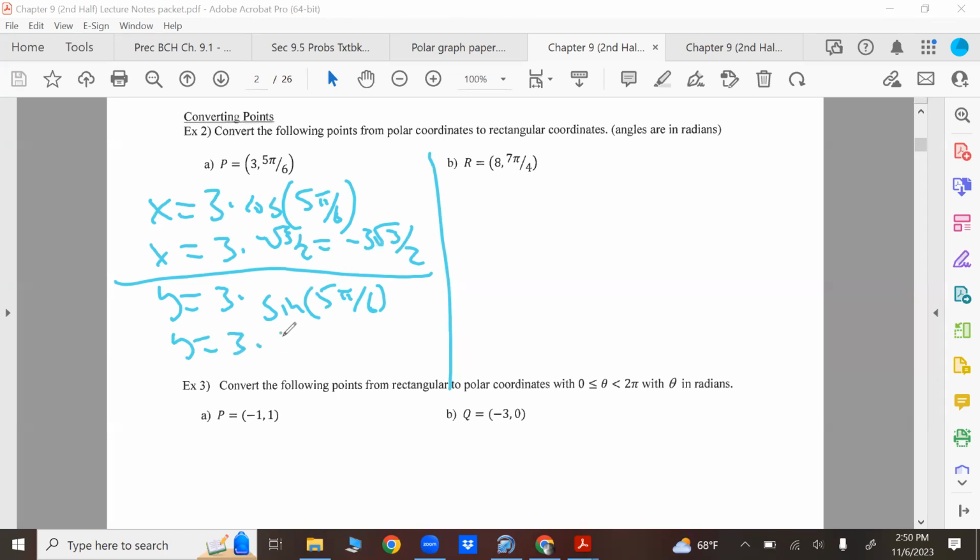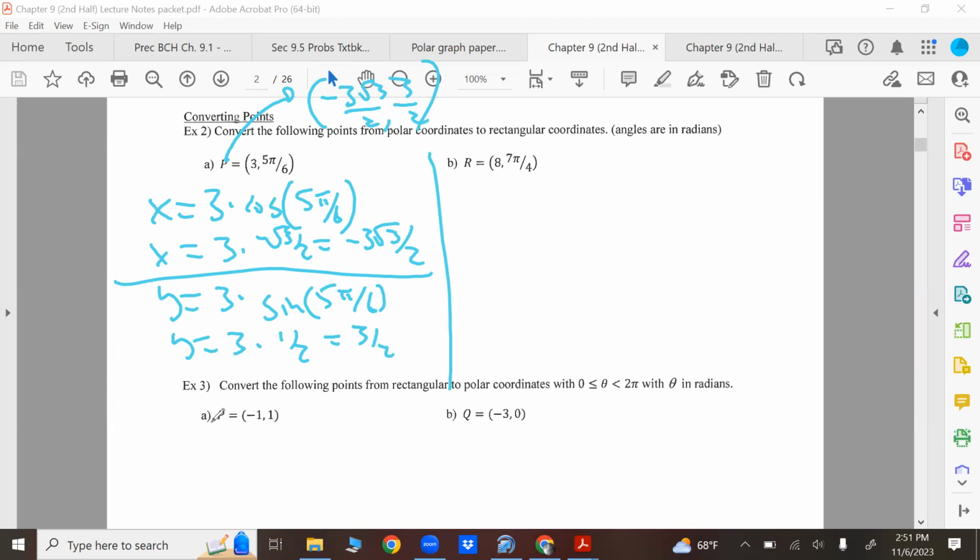So that's 1/2, right? So that would just be negative 3 root 3 over 2, comma 3/2. Cool? Makes sense? Okay.